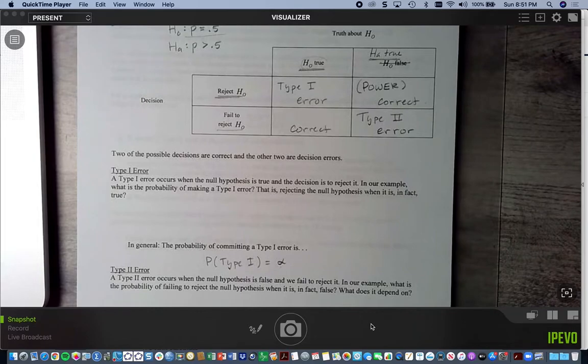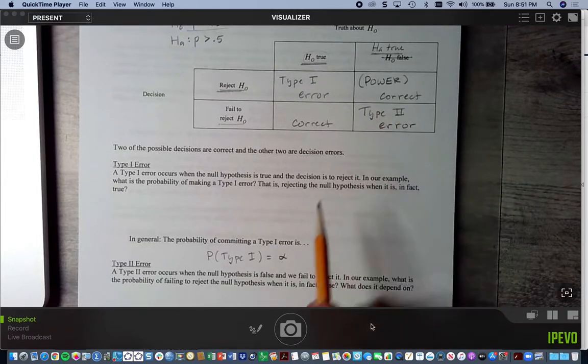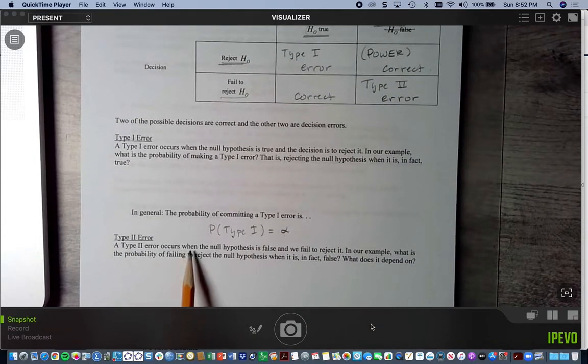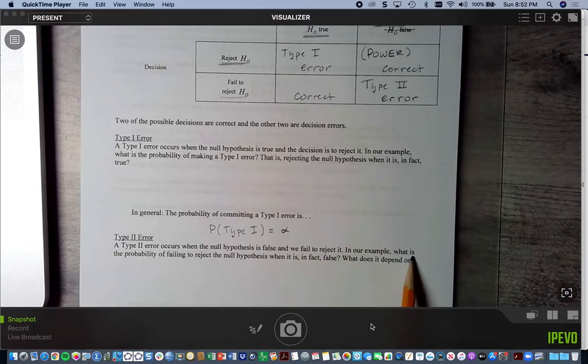Then a type 2 error is over here in this cell. A type 2 error occurs when the null hypothesis is false and we fail to reject it. In our example, what is the probability of failing to reject the null hypothesis when in fact it is false? What does it depend on?